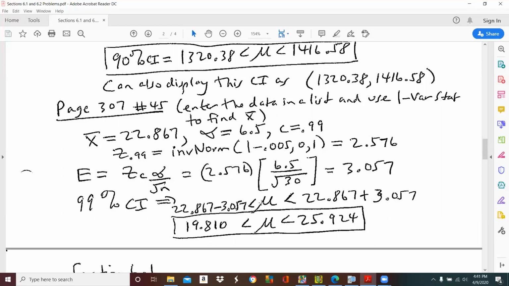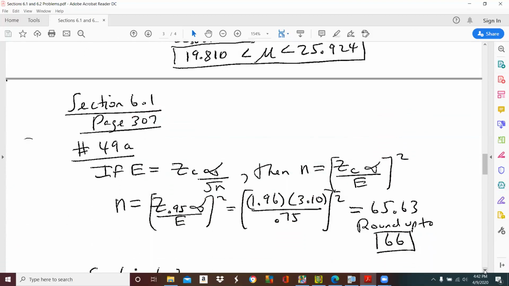Take that 3.057, subtract it from the mean. We get our left endpoint of 19.810. If we take our margin of error and add it to the mean, we get 25.924, and this is our 99% confidence interval. Now, in the solutions here, I use CI. I hope you all realize that means confidence interval.